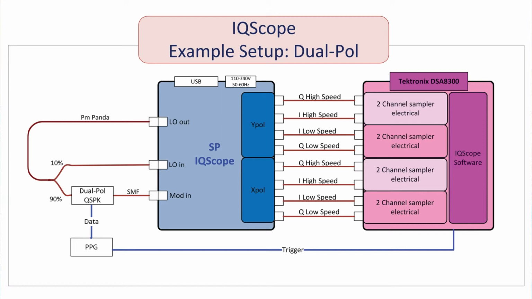In order to characterize a dual polarization setup, you need to use the Tektronix 8300, since it has 8 electrical connections. So in this slide, you see the familiar configuration slide that you've seen before. The only difference is that there are now 8 electrical connections on the output, connecting up to the Tektronix 8300.